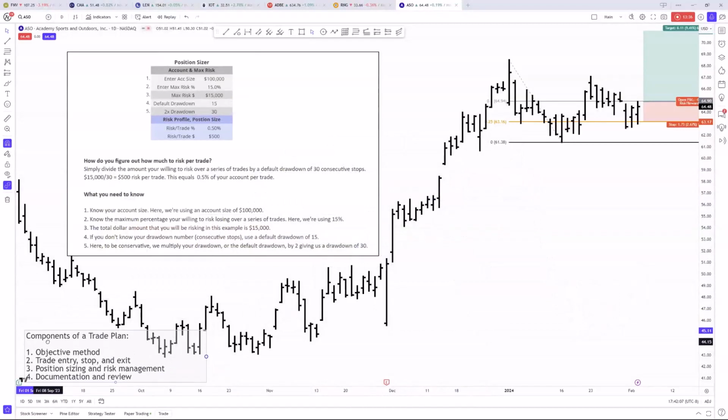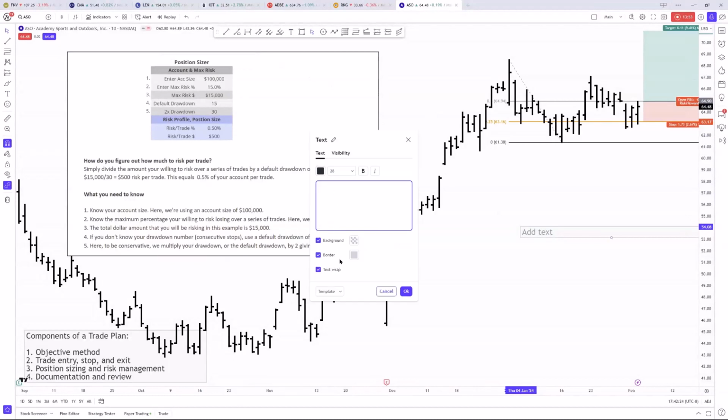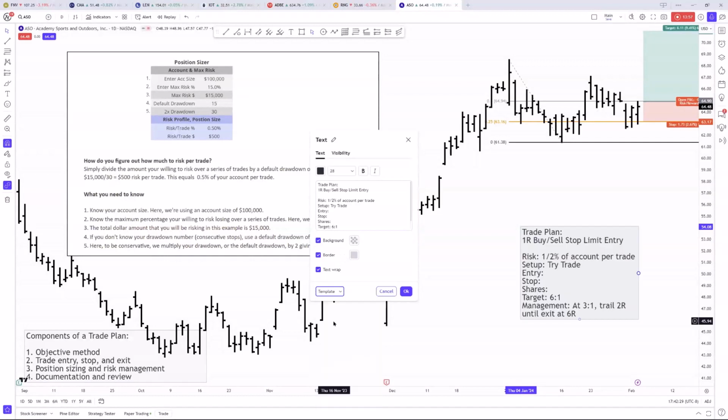The analysis, I don't have to spend much time on. It's going up, I'm going up. I'm a swing trader. I'm trading for this swing. That's simple. My trade plan, I already have set up. It's going to look like so. Changing colors while I'm here.